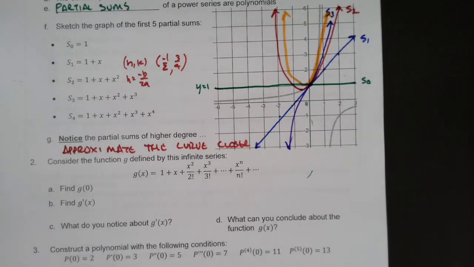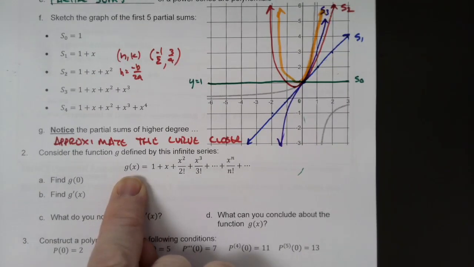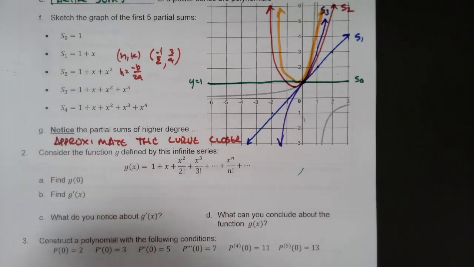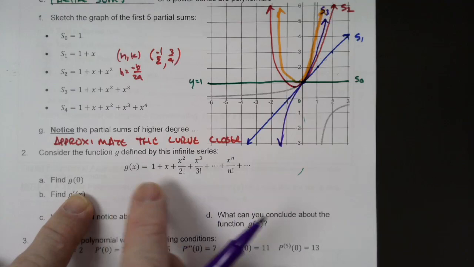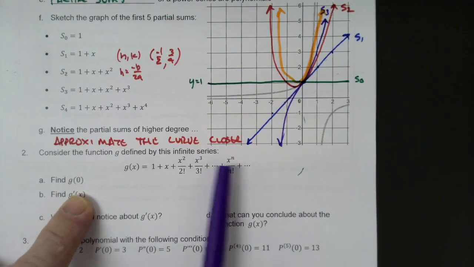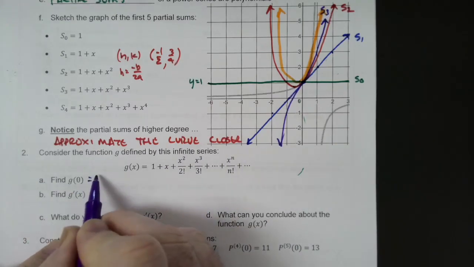So, let's take a look at another one here. Let's have this function here. They say g of x is this. So, you can see that g of 0 is pretty easy to find. It's kind of similar to what we had before. All of these terms have x's in them, so those are all going to be 0. So g of 0 is just going to be 1.